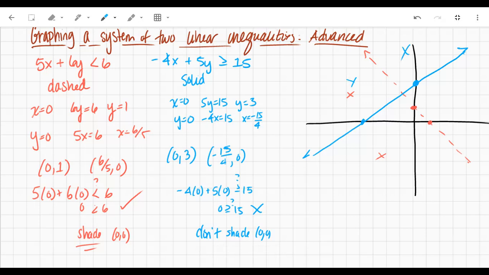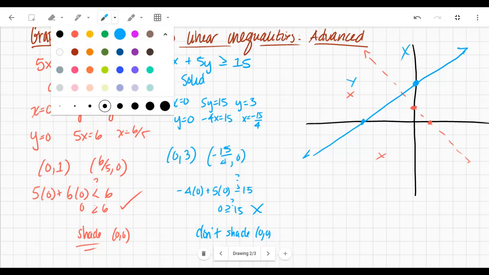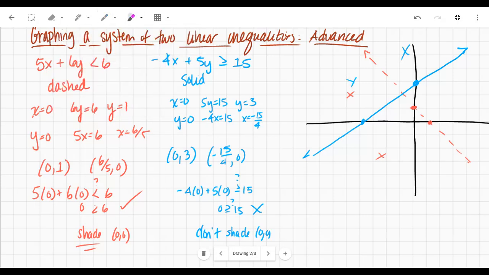Okay, so you can see where we need to shade for our system would be right in here, because we would shade below the red line and above the blue line. So this purple is where it would overlap. All right, next one.